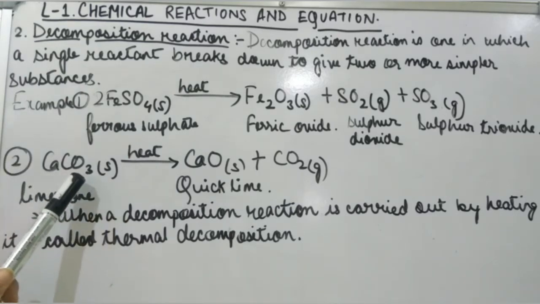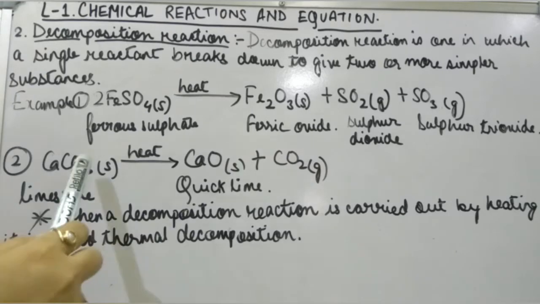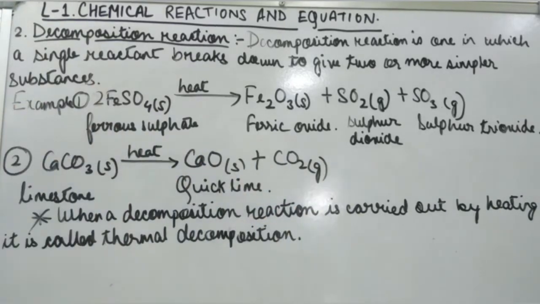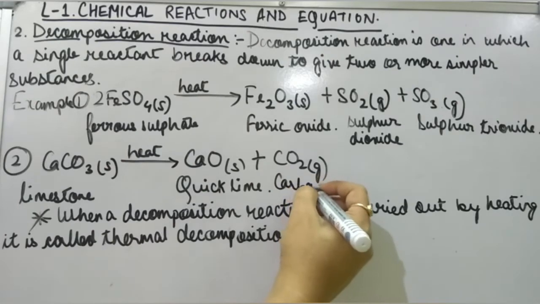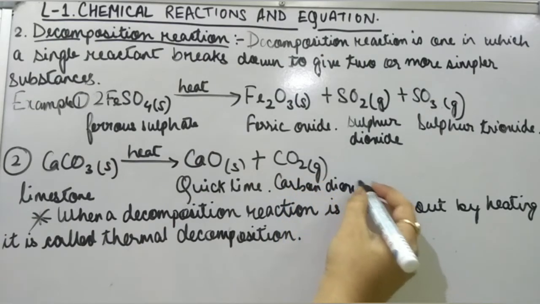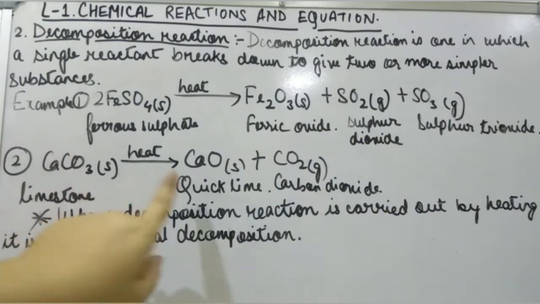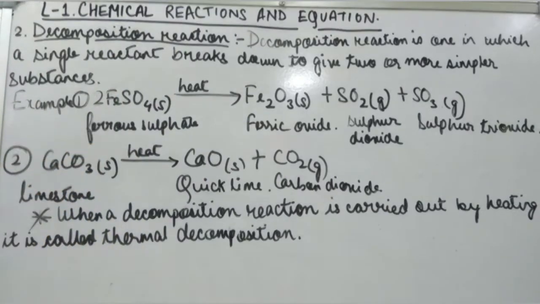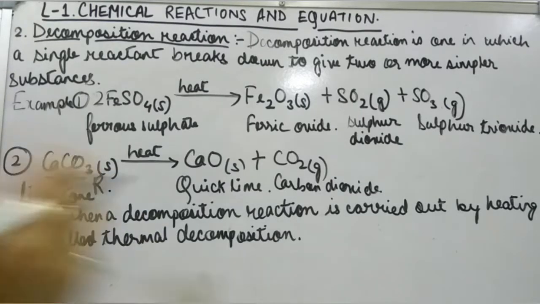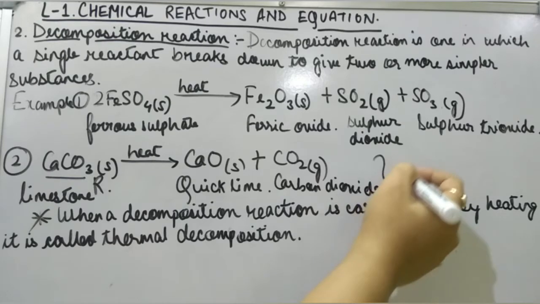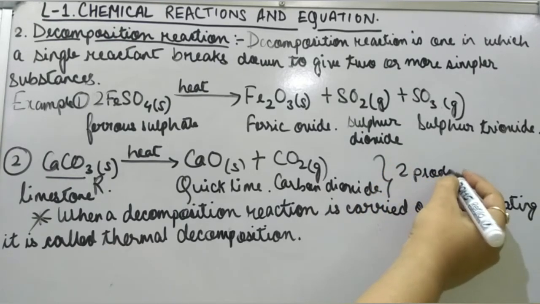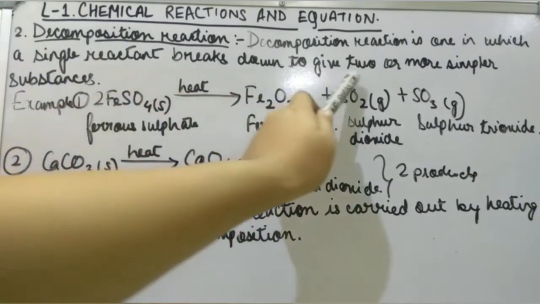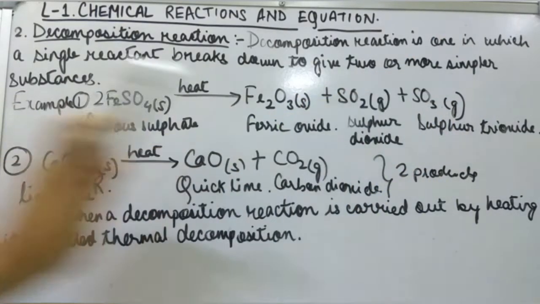The second example is calcium carbonate. When it is heated, it gives us calcium oxide plus CO2. The full form of CO2 is carbon dioxide. Now this reactant is giving us two products. CaCO3 is limestone. So this is the reactant, it is giving us two products, and so it is a decomposition reaction. Always remember that when a single reactant breaks down to give two or more products, it is called decomposition reaction.